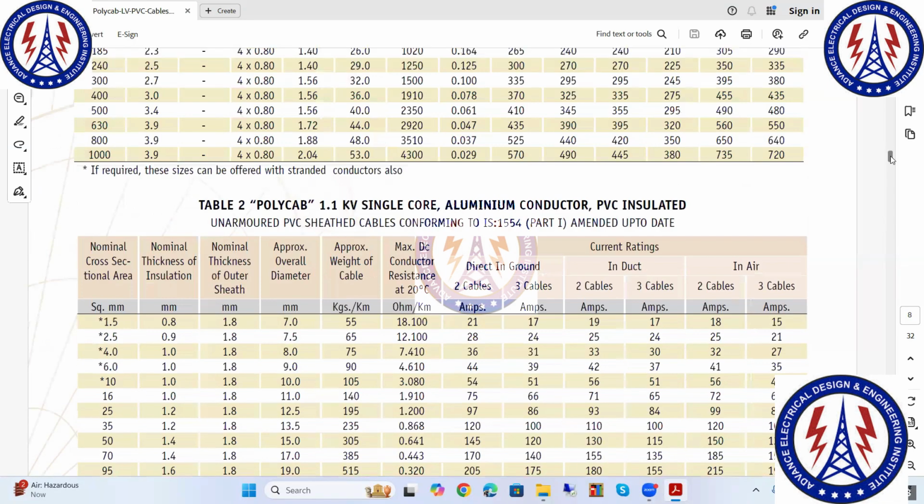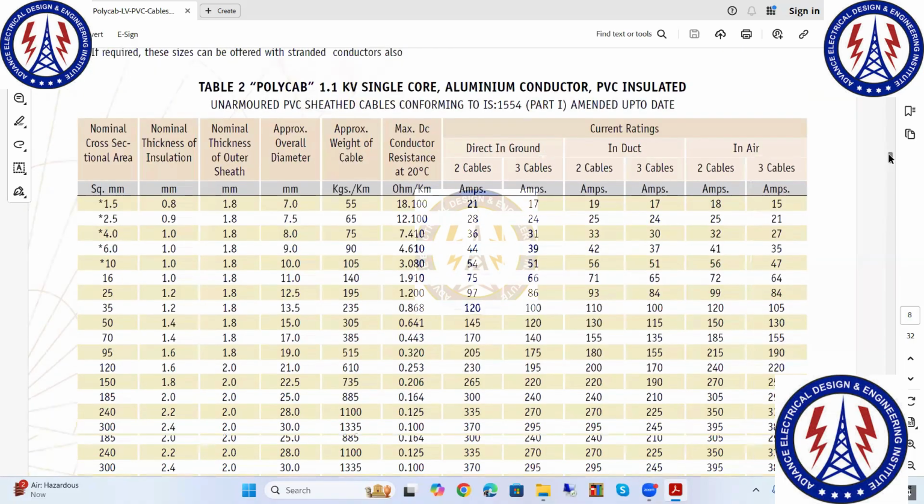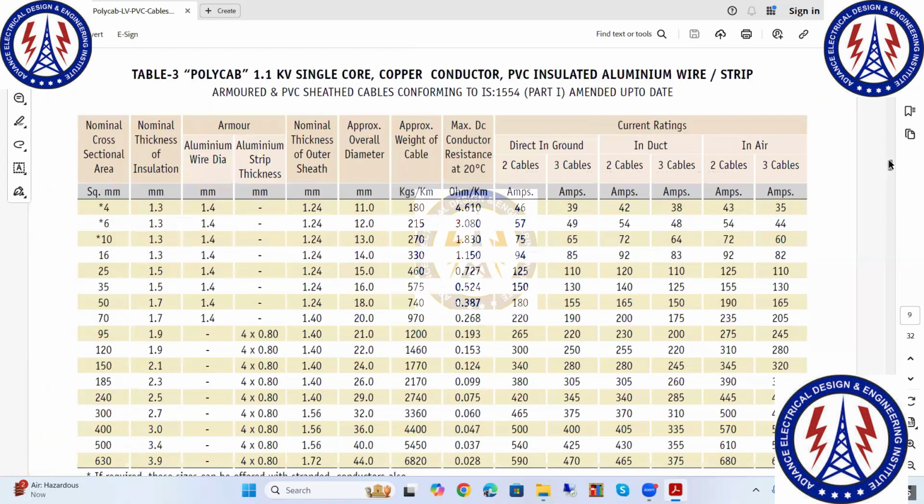Like this, data is given by the vendor for the single core. In single core, this is the unarmored, so this is the current data. We will use this data in the sizing calculation. This is for the copper conductor.